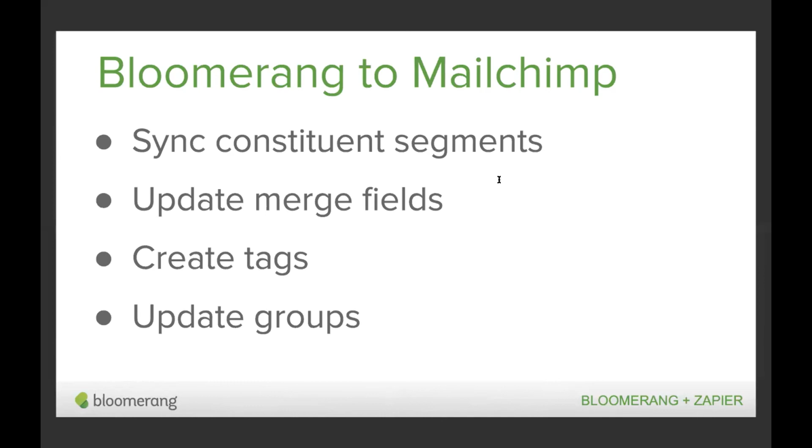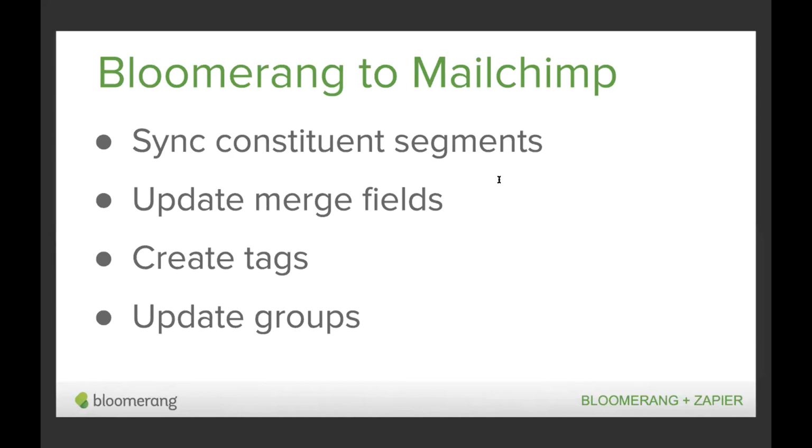You can also map Bloomerang constituent data to merge fields, which operate like custom fields in Mailchimp. This includes standard and custom fields on the constituent profile, as well as giving history information such as lifetime revenue, first transaction date and amount, and latest transaction date and amount.